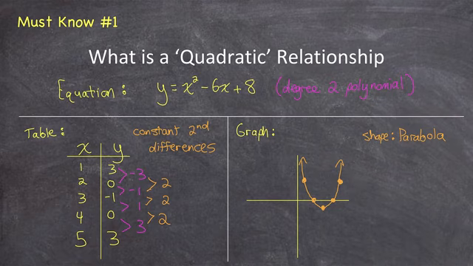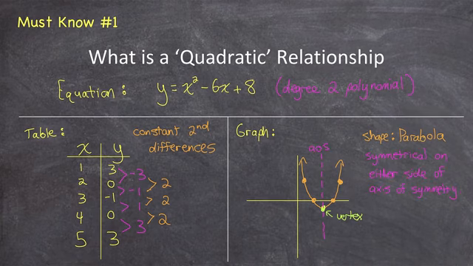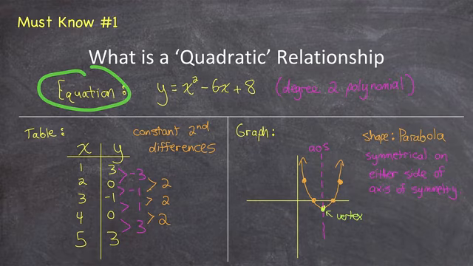And these parabola shapes have a couple important characteristics. All parabolas have a vertex, which is its max or min point. So I'll label it in green here. Here's the vertex of this parabola. And another important feature is all parabolas are symmetrical about a vertical line that goes through the vertex. And we call that the axis of symmetry. And now you know how you can recognize a quadratic relationship from an equation, table, and graph.